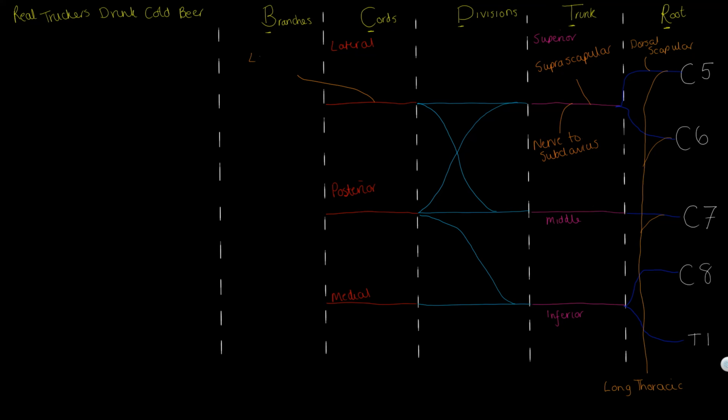From the cords, we have minor and major terminal branches. The first minor branch comes from the lateral cord and supplies pectoralis major. It is called the lateral pectoral nerve. From the posterior cord, we have 3 minor branches: the upper subscapular nerve that innervates the upper subscapularis fibers, the thoracodorsal that innervates the latissimus dorsi, and the lower subscapular nerve that innervates the teres minor and lower subscapularis fibers.